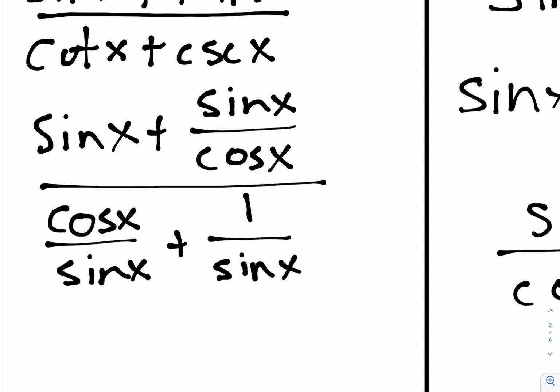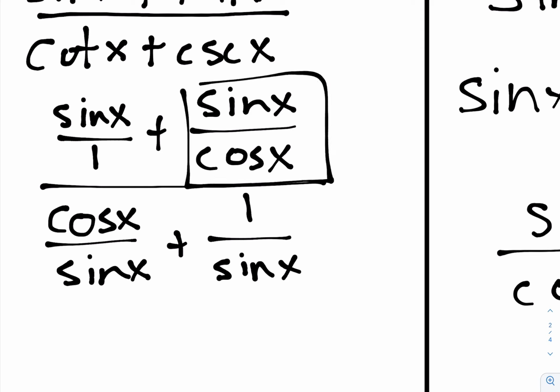All right, so whenever we have two fractions adding or subtracting together, you might remember that we need a common denominator. Right now we have sine x on the top, and that's the same as sine x over 1. And the thing we're adding to that is sine x over cos x. So notice how these two denominators aren't the same. So the way they're written right now, we can't add these together.